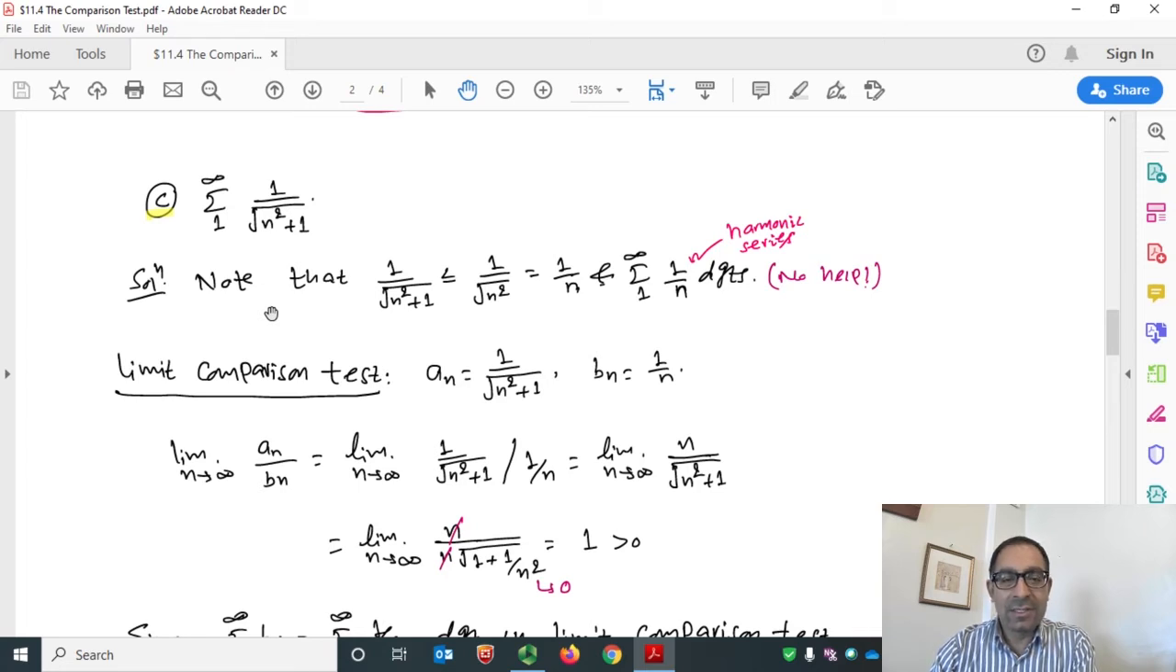So 1 over radical n square plus 1 is less than or equal to 1 over radical n square. When I take this positive number out, I make a smaller denominator, so this fraction is bigger, which is the same as 1 over n, and we know the series 1 over n is the harmonic series, which diverges. That means the bigger one diverges, and it doesn't help us conclude about the smaller series. That means the comparison test is no help here.